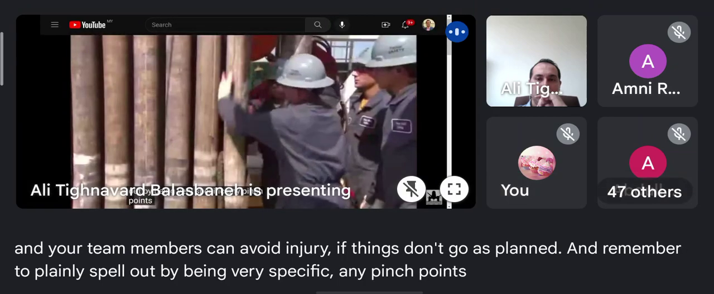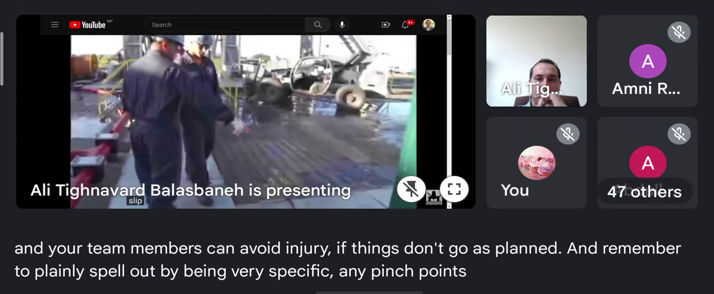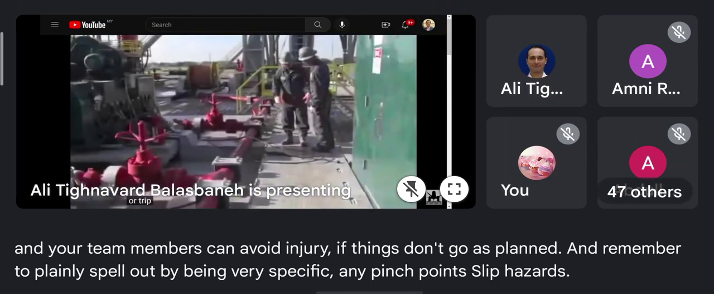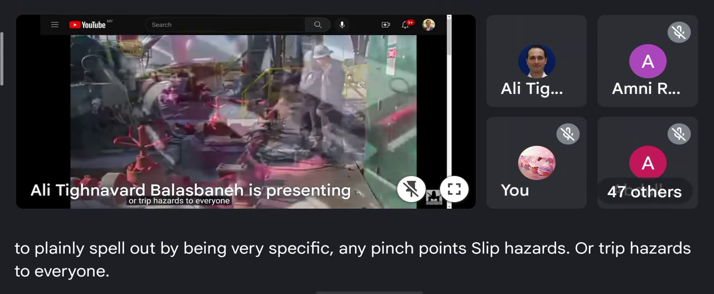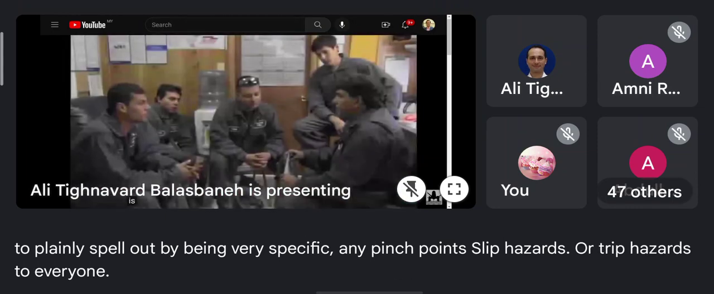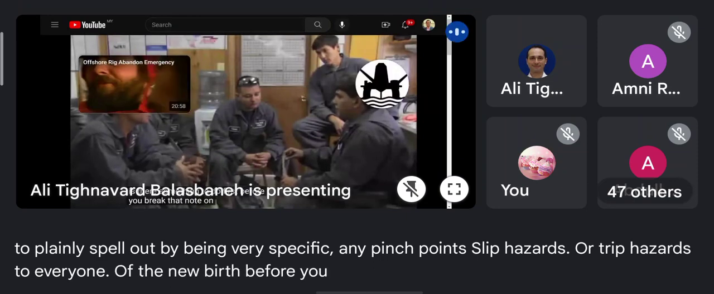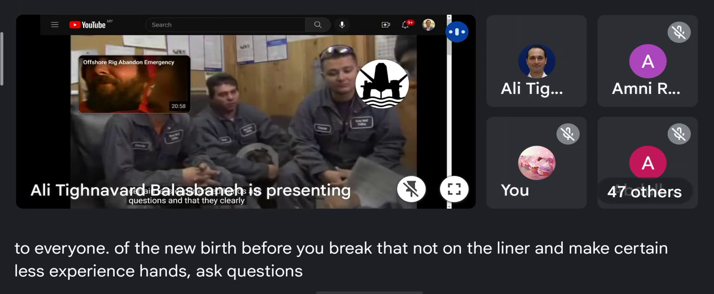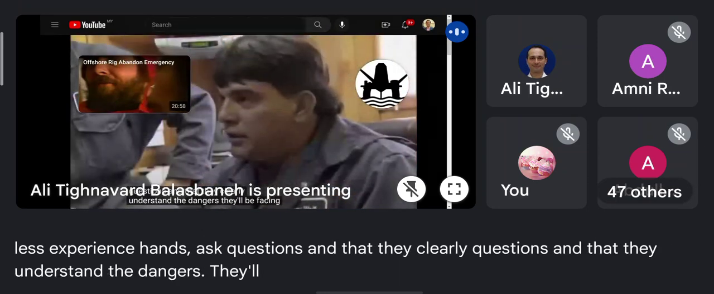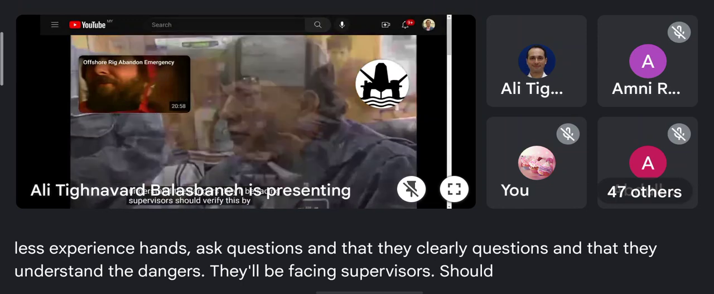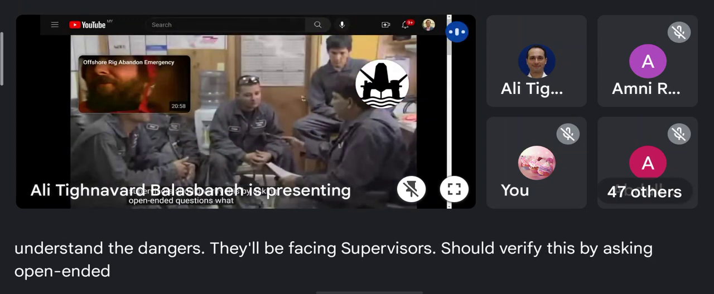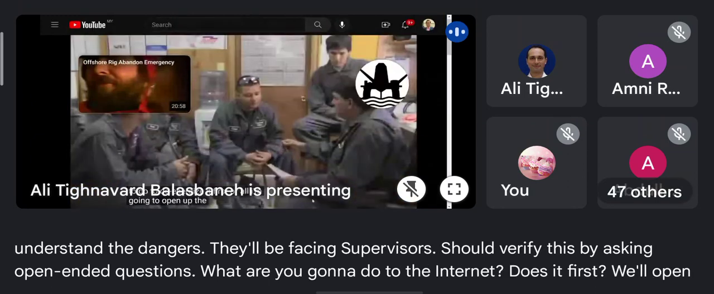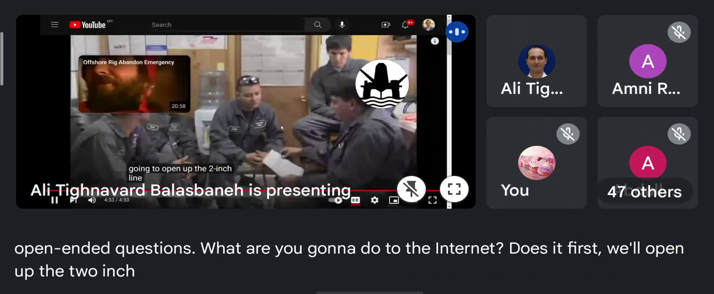any pinch points, slip hazards, or trip hazards to everyone. Is there something you have to do first before you break that metal liner? Make certain less experienced hands ask questions, and that they clearly understand the dangers they'll be facing. Supervisors should verify this by asking open-ended questions. What are you going to do to de-energize it, first of all? I'm going to open up the 2-inch line.